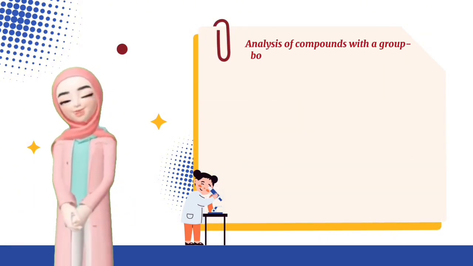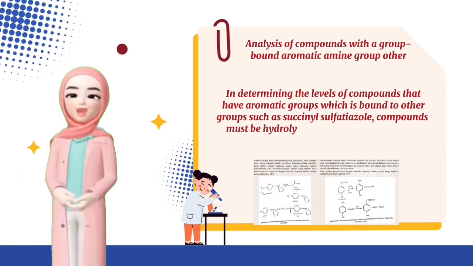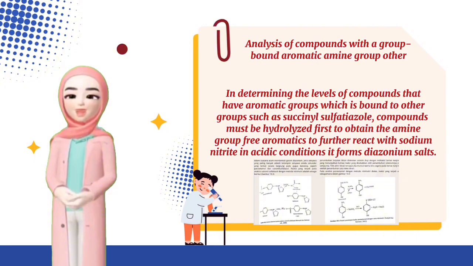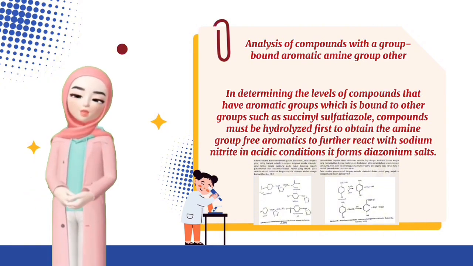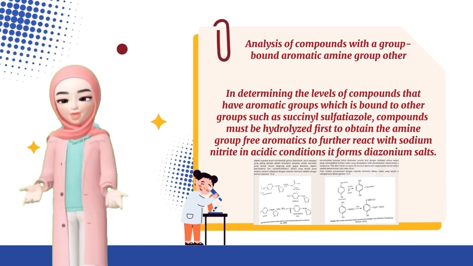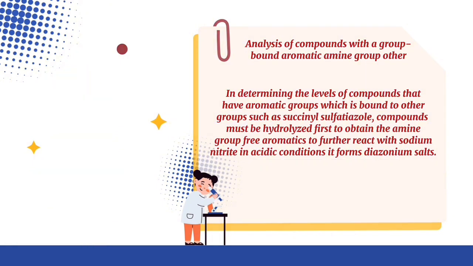Analysis of compounds with an aromatic amine group bound to other groups, in determining the levels of compounds that have aromatic amine groups bound to other groups such as succinyl sulfathiazole. Compounds must be hydrolyzed first to obtain the free aromatic amine group, to further react with sodium nitrite in acidic conditions, forming diazonium salts.